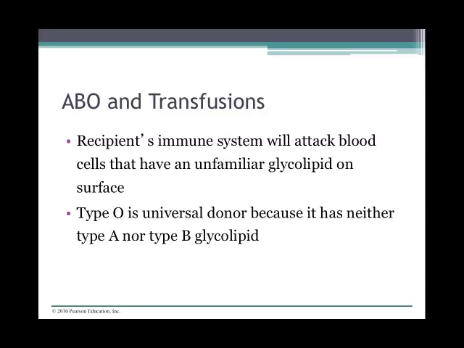So the recipient's immune system will attack blood cells that have a different lipid on the surface. That's the antigen. So anti-B antibodies will attack the B antigen. And type O is the universal donor because it doesn't have markers on its surface, so it can't interact with anything.